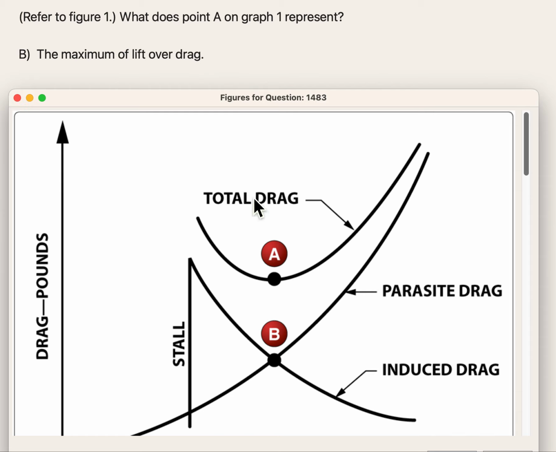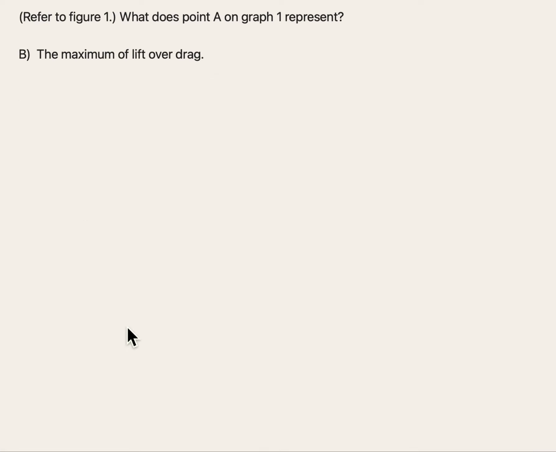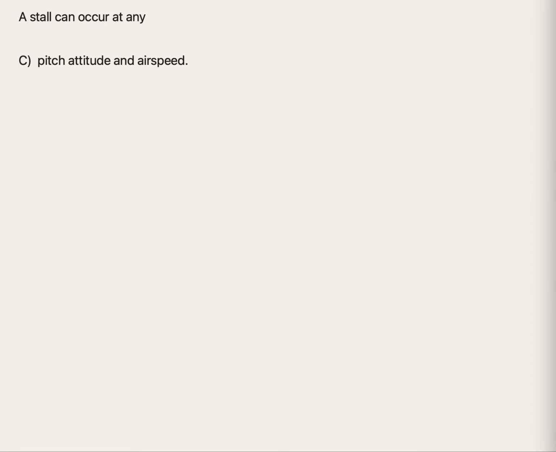Note that the maximum lift-drag ratio occurs at one specific CL, coefficient of lift, and angle of attack. If the aircraft is operated in steady flight at the maximum lift-drag ratio, the total drag is at a minimum. Let me mark that next.